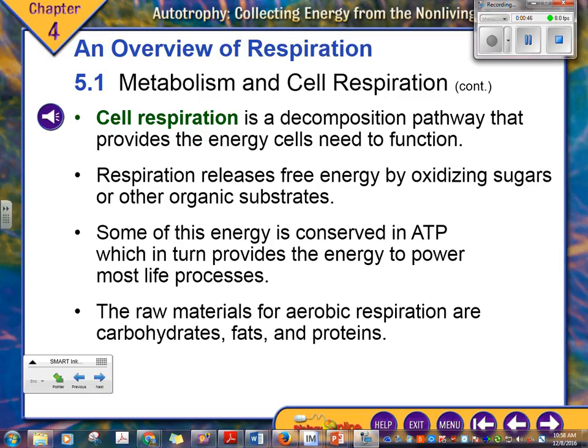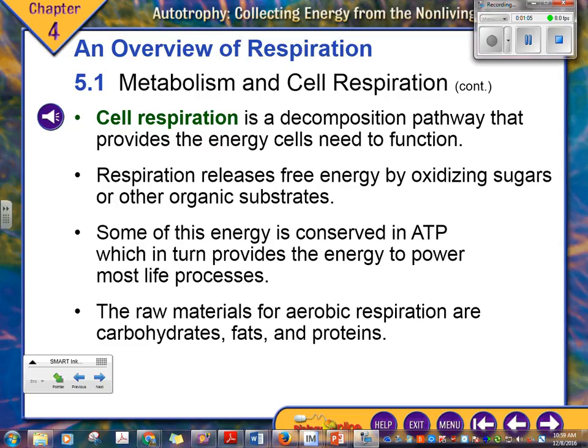Okay? So in photosynthesis, what type of energy was it? Yeah, sunlight or light energy. What type of energy was coming out of respiration? What type of energy? ATP, which is a type of chemical energy.